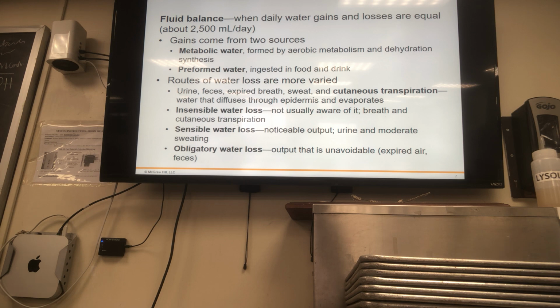Okay, so water that diffuses through the epidermis and evaporates is not sweating. Sweating comes from the sweat glands. So there's insensible water loss. Insensible water loss is something you're not usually aware of, and it is breath and cutaneous transpiration. It just transpires and moves from one medium, your body, into the air, from an area of higher pressure, your body, into an area of lower pressure, the air. That's the only way for a fluid, water or gas, to move.